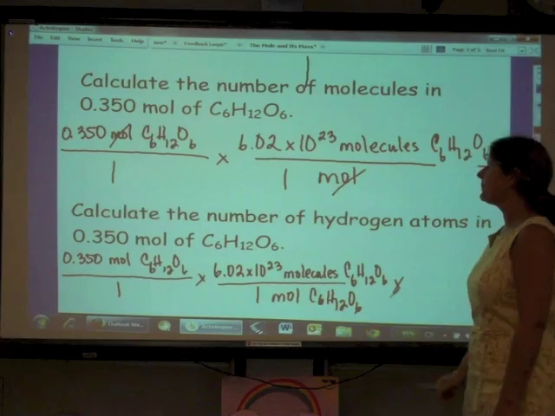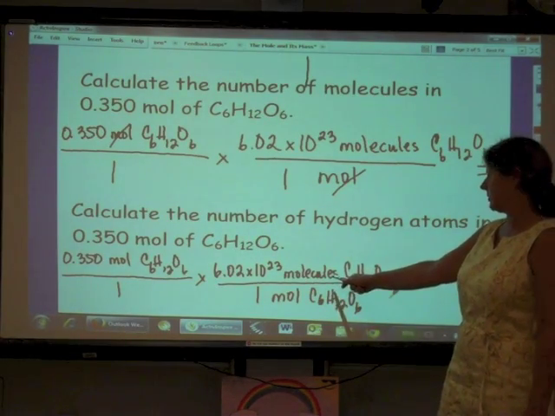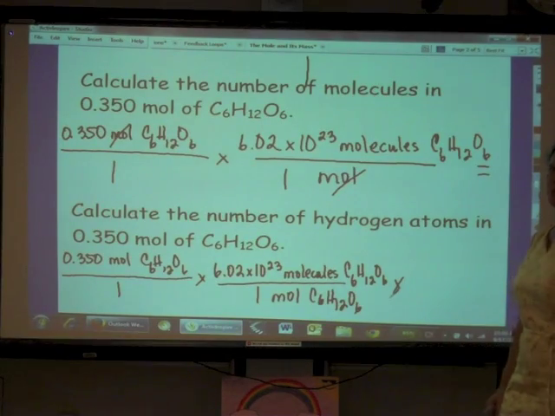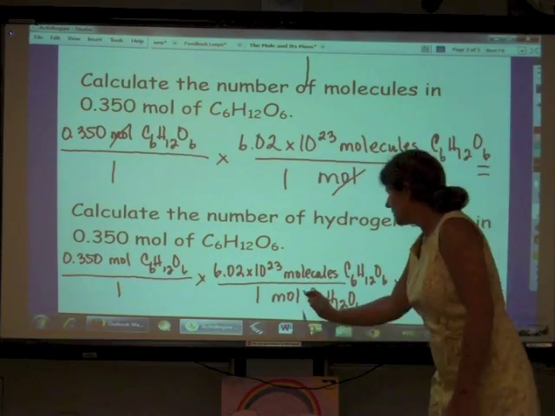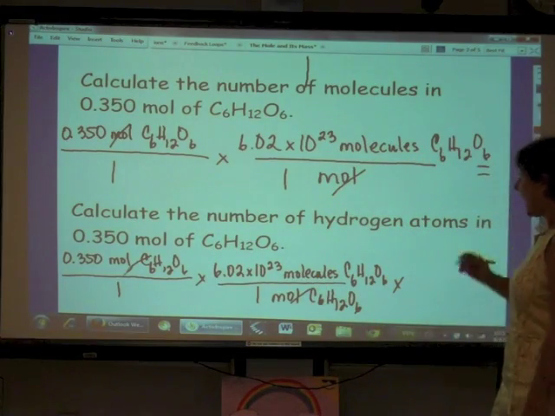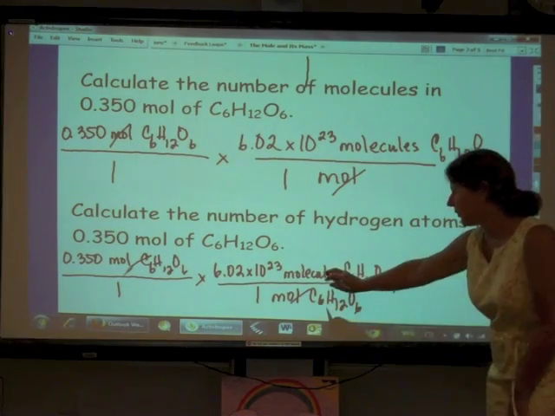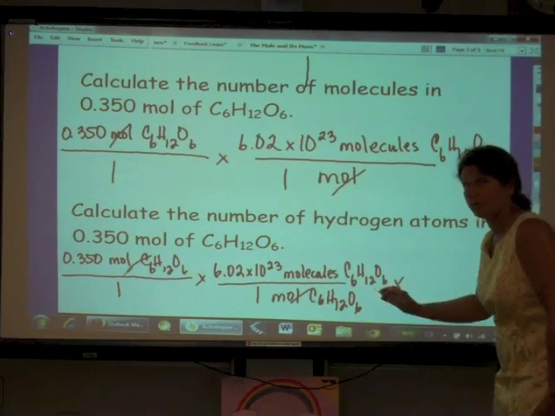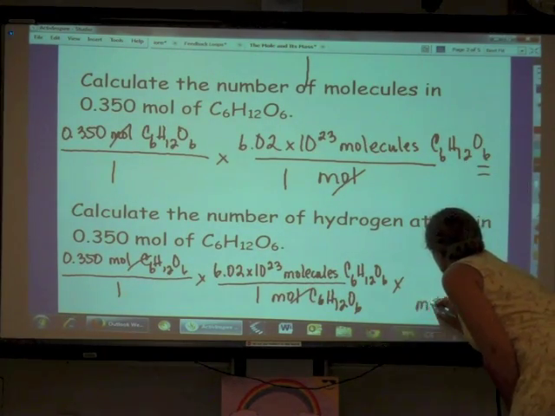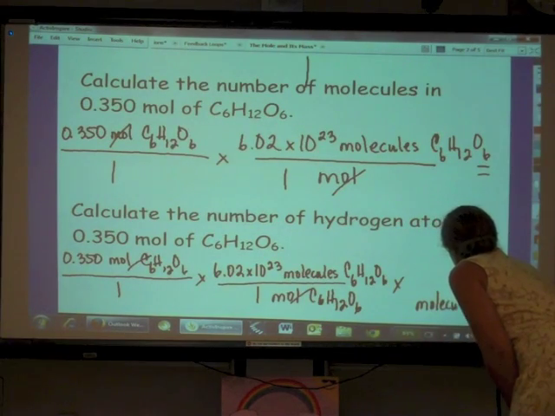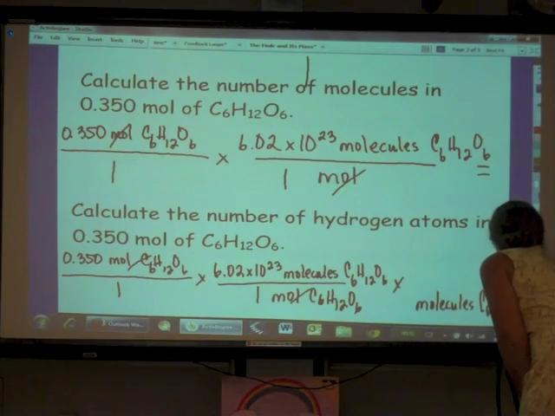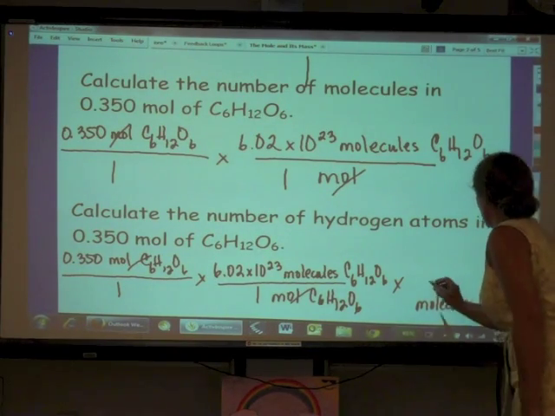And then I'm not looking for molecules. I'm looking for hydrogen atoms. That's what needs to be in my numerator at the end. So these moles are going to cancel. So how am I going to go? I've got to cancel out this molecule, so I'm just going to put it in my denominator. Molecules of C6H12O6. Would have been better if I used a smaller molecule.